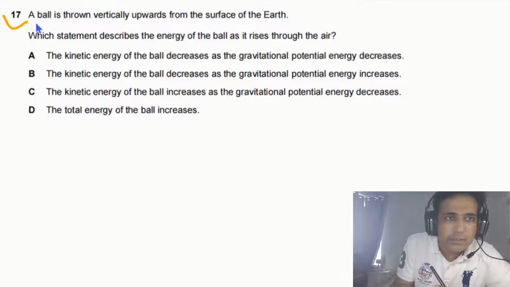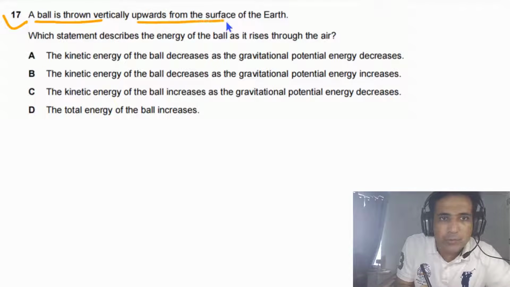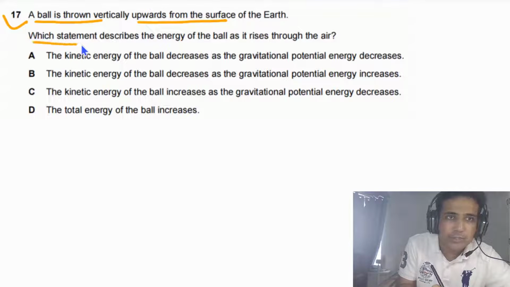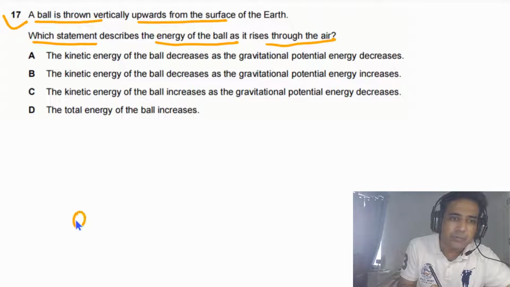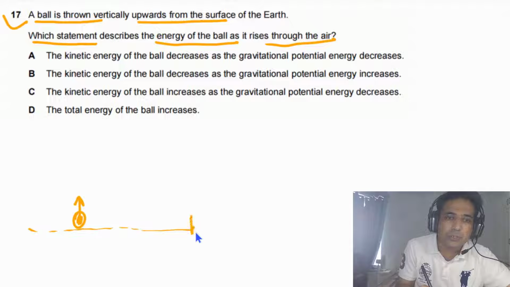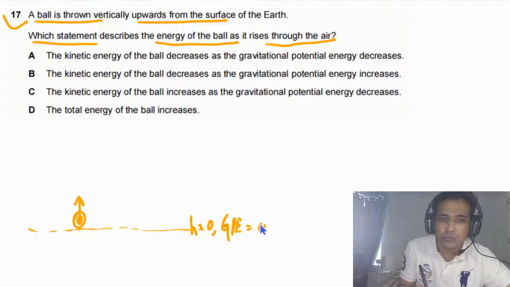Question 17 says a ball is thrown vertically upwards from the surface of the earth. Which statement describes the energy of the ball as it rises through the air? In this case, simply we have a ball. You can imagine it is placed on the ground. Here we can take h equal to 0. This is our reference level. So GPE here will be equal to 0.